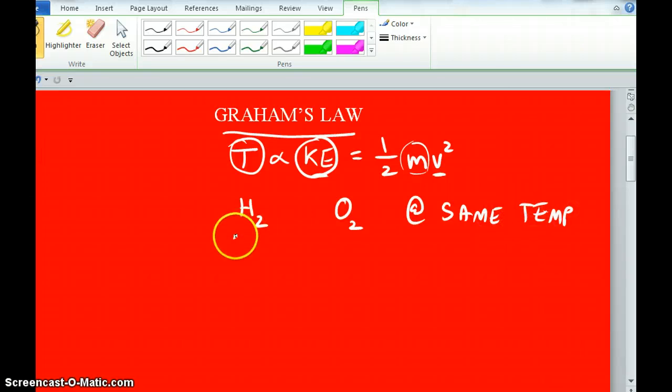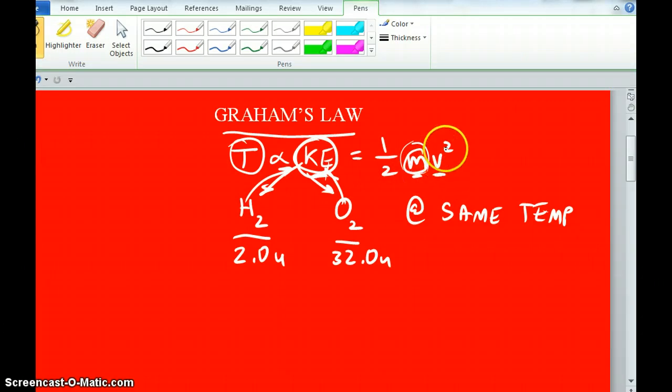Because if I'm going to compare the motion of hydrogen to the motion of oxygen at the same temperature, I know that the two will have the same kinetic energy. However, they have very different masses. The mass of a hydrogen molecule is 2 atomic mass units, whereas that of an oxygen molecule is 16 times bigger, 32 atomic mass units. So for these two to have the same kinetic energy, if one of them has a very small mass, it's got to have a proportionally much bigger velocity.